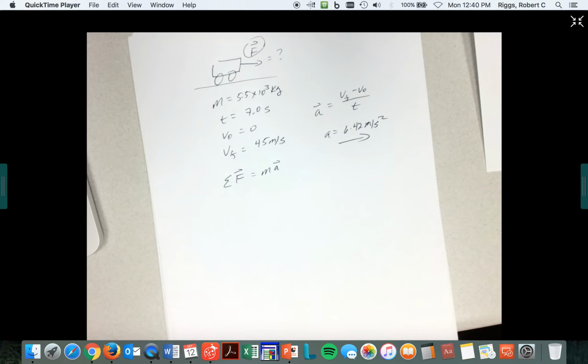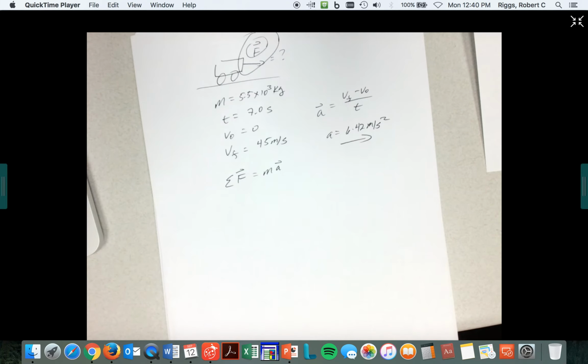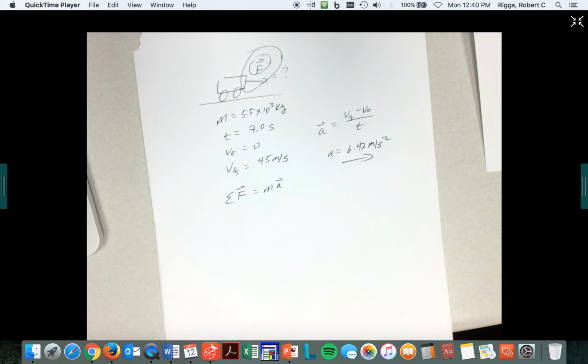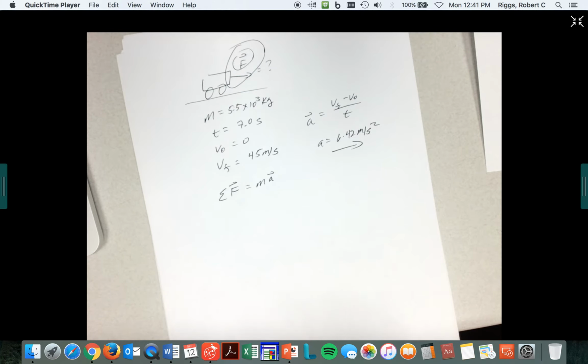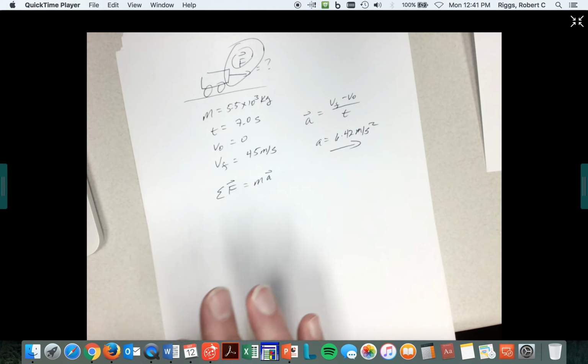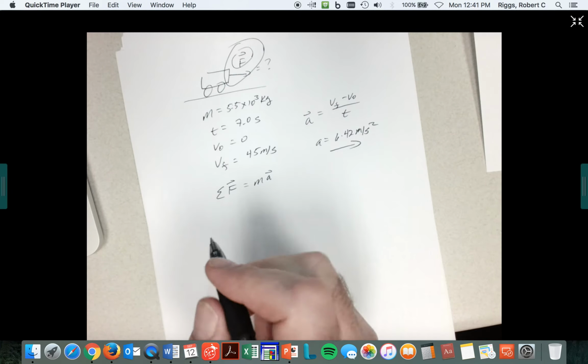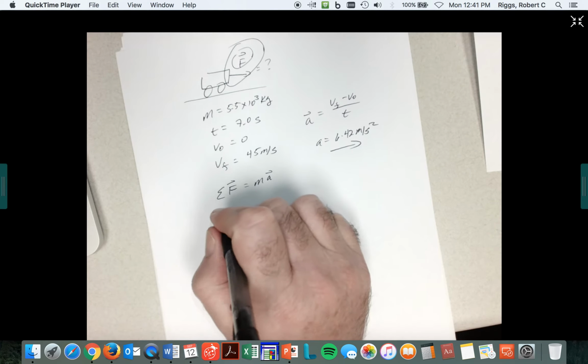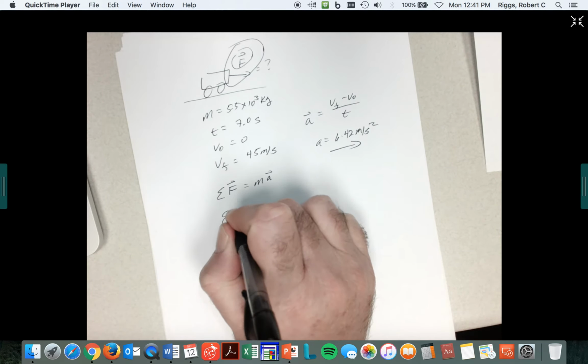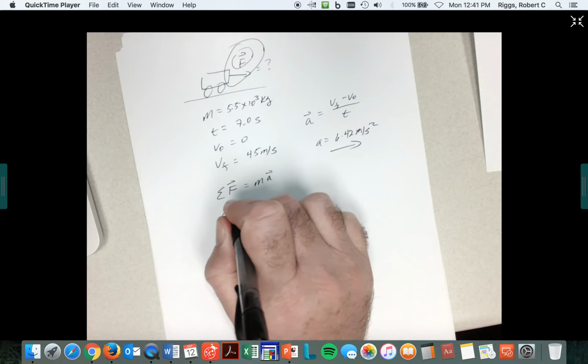Now, here's the important part. This acceleration is in the same direction as the force. That's huge. The net force is in the same direction as the acceleration. You might think, well, that's obvious. No, it's not. And as we get into more complicated problems, not complicated, just more moving parts, you'll see that it's not so much.